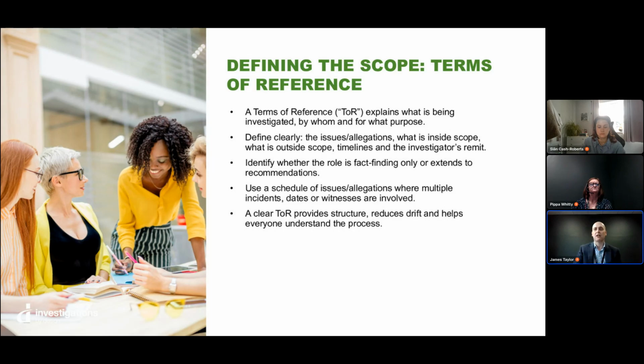Now, we say the terms of reference is a living, breathing document and should be kept updated. We do often find in the course of an investigation, you would have a set of facts at the start, and then once you start meeting with parties, additional elements come out. It's then on the investigator to update the commissioning manager to say, well, these additional issues have arisen, and whether to include them in the investigation.